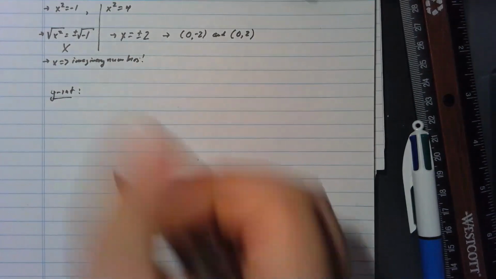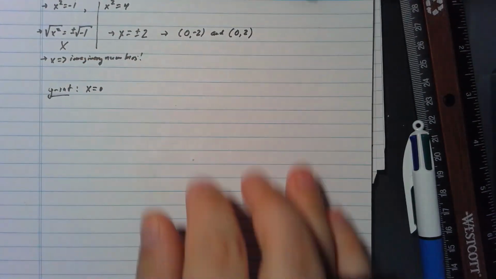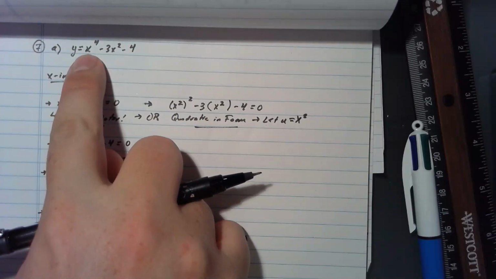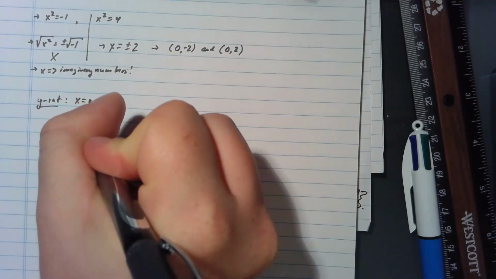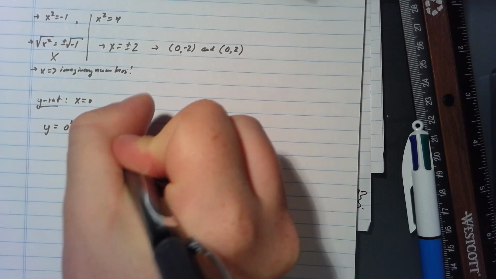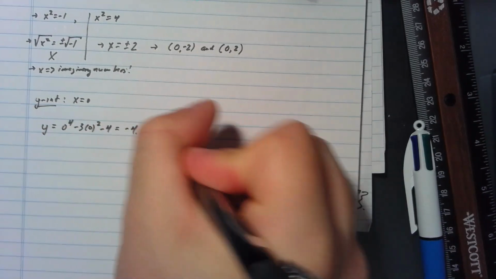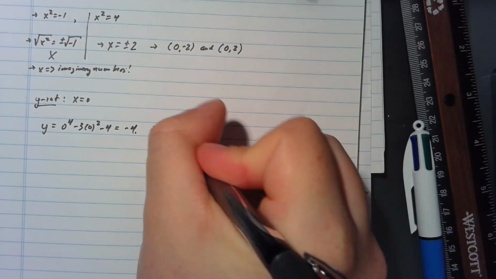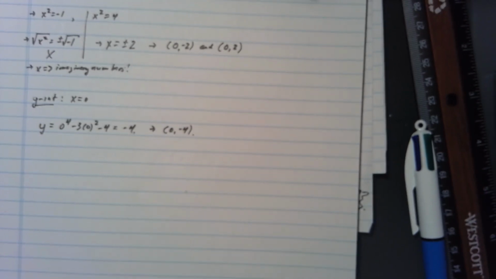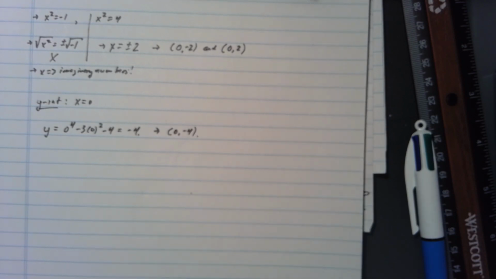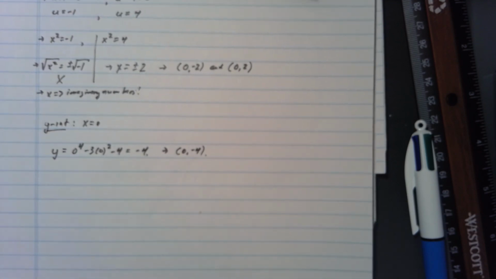The y-intercept is easy. That's when x equals 0. You just plug it in, right? So this becomes 0, this becomes 0. All you're left with is minus 4. 0 to the fourth minus 3 times 0 squared minus 4 is just equal to negative 4. That's it. That's easy. So that's going to be 0, negative 4. All right. We have our intercepts.